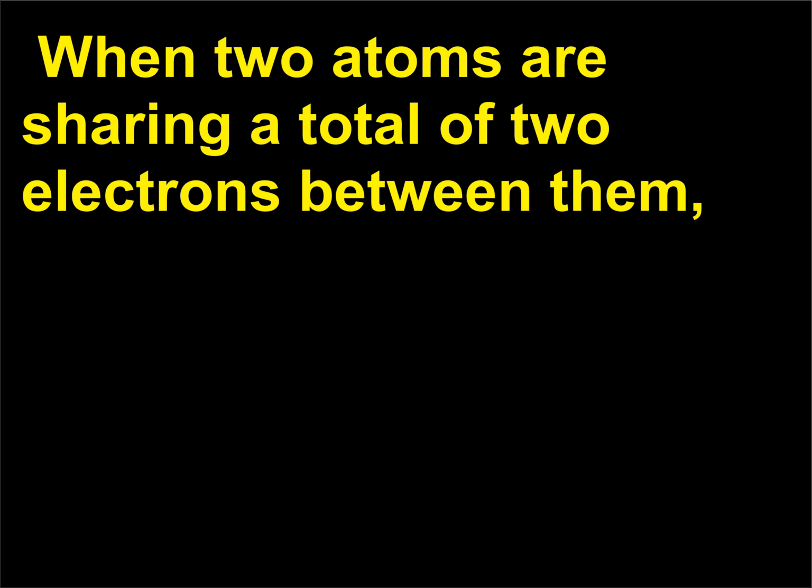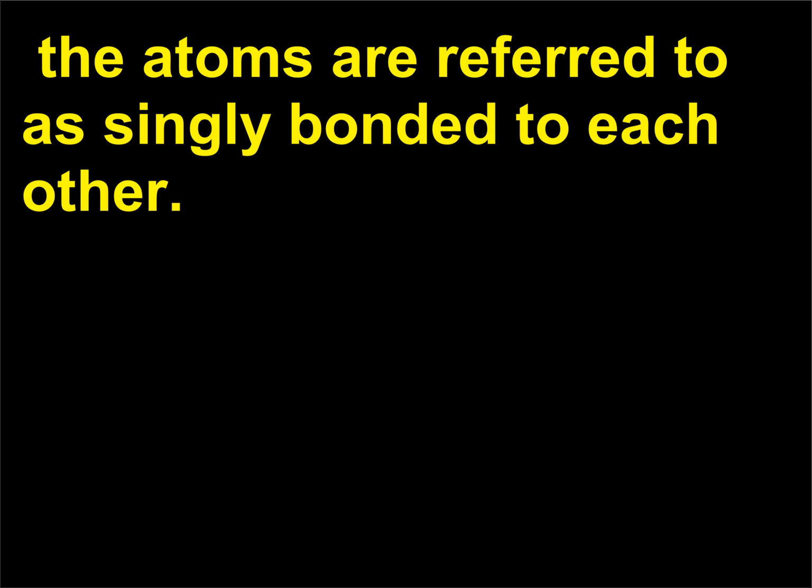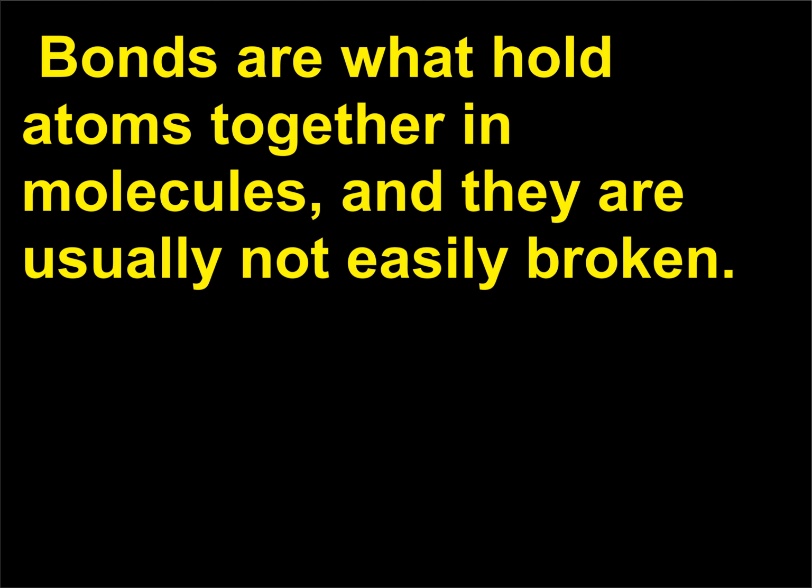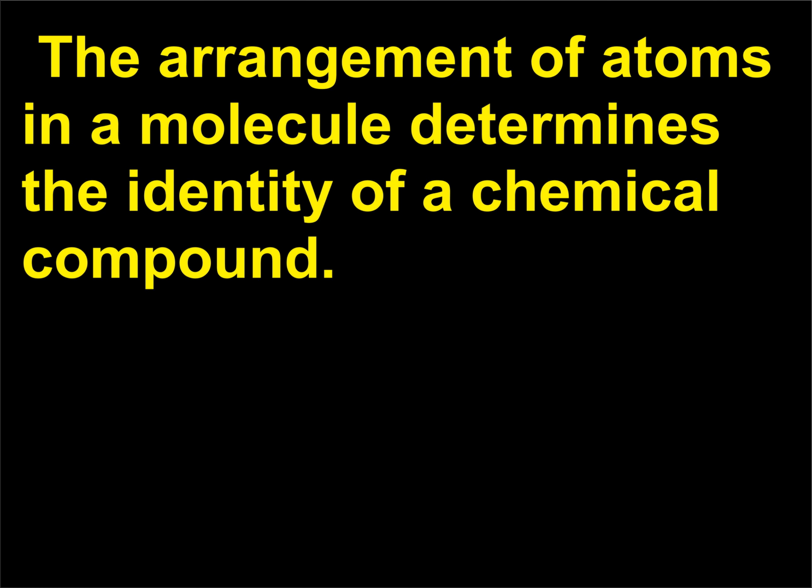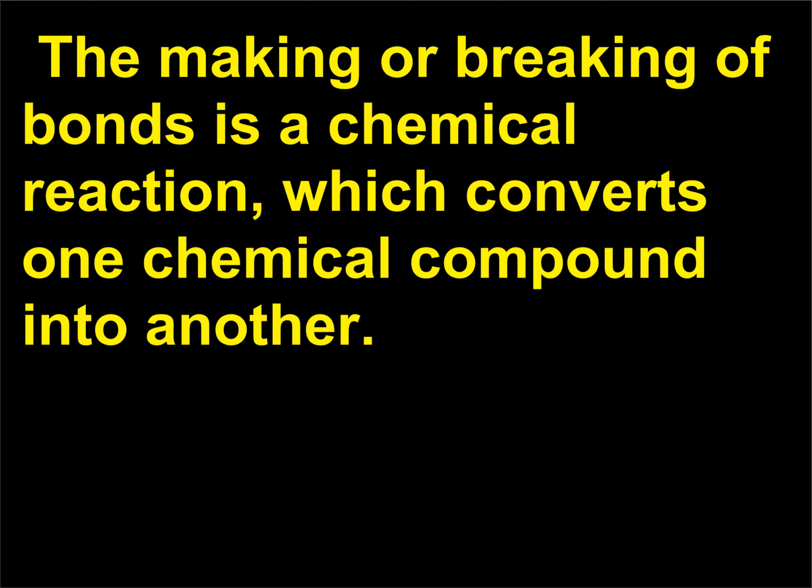When two atoms are sharing a total of 2 electrons between them, the atoms are referred to as singly bonded to each other. Bonds are what hold atoms together in molecules, and they are usually not easily broken. The arrangement of atoms in a molecule determines the identity of a chemical compound. The making or breaking of bonds is a chemical reaction, which converts one chemical compound into another.